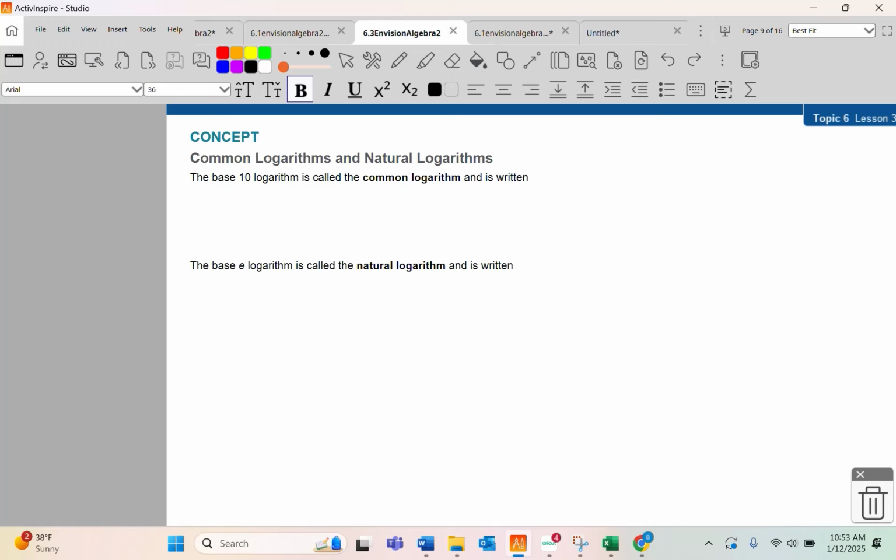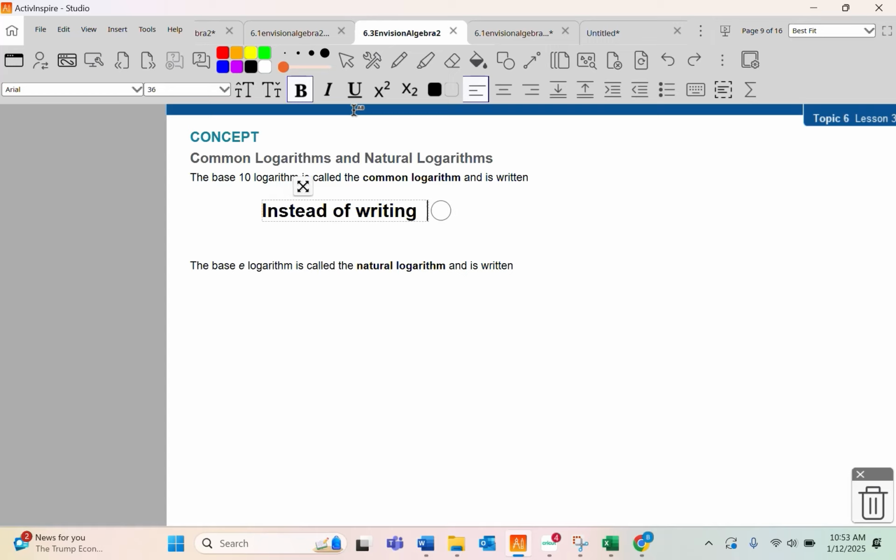All right, so this is part 2 of our logarithm study. And here we have what's called the common logarithm and the natural logarithm. The common logarithm is base 10. It's called common. And instead of writing, let me write this. I'm going to type this for you so you can read.